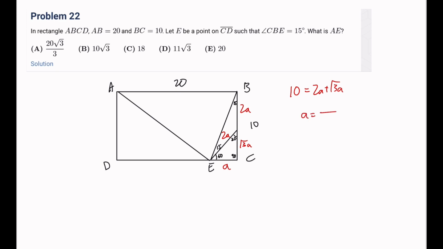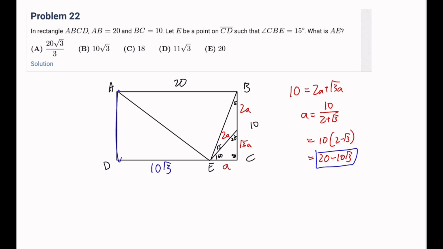A equals 10 over 2 plus root 3, and so this would be 10 times 2 minus root 3, and so 20 minus 10 root 3. And so now we can solve for DE, because DE is 20 minus A, but then A is 20 minus 10 root 3. So this is 20 minus 20 plus 10 root 3. So this is all basically 10 root 3.